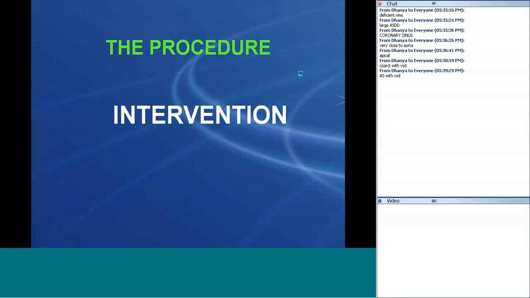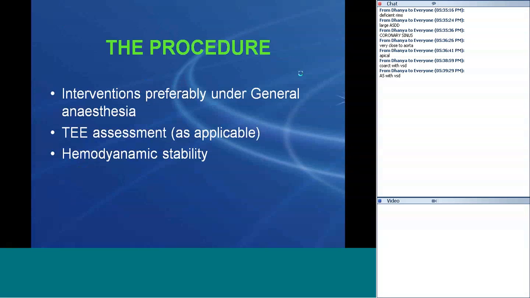So going on to the second part of the talk is the intervention per se. I am not going into the details of every procedure. So intervention is preferably done under general anesthesia if indicated. There should not be any hesitation to put a patient under general anesthesia because general anesthesia has become so safe these days. Transesophageal assessment, as and when applicable, if available, should be utilized.